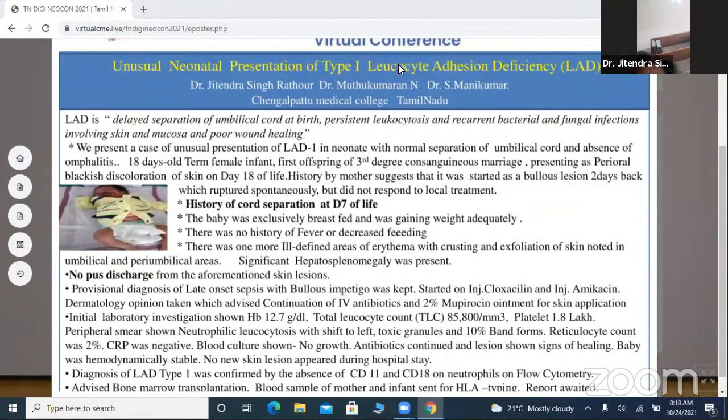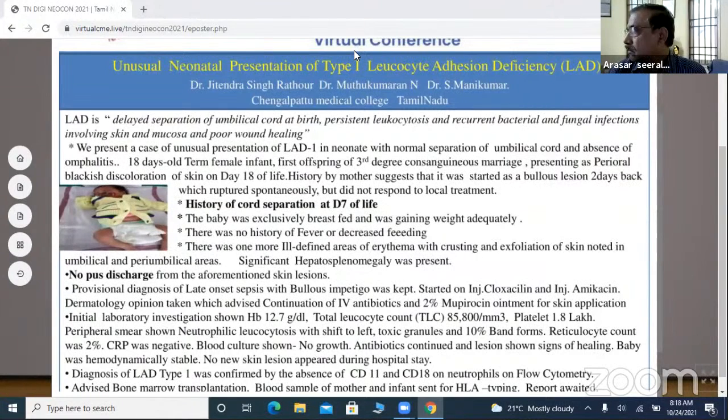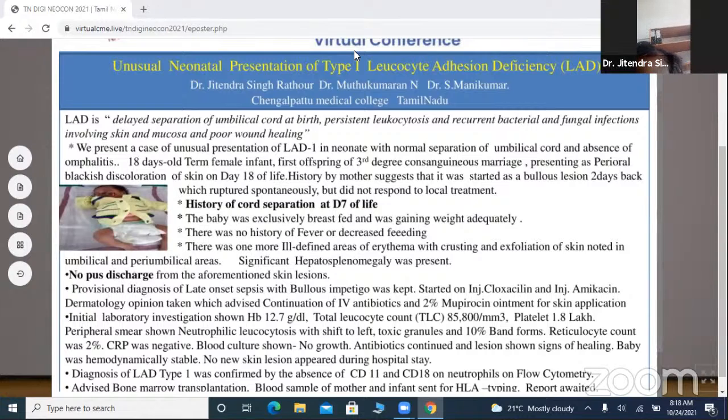Neither from the perioral lesion nor from the periumbilical lesion. So first we kept the provisional diagnosis of late onset sepsis with bullous impetigo, and the baby was started on antibiotics cloxacillin and amikacin. We got an opinion from the skin department. They also advised bullous impetigo, continuation of IV antibiotics and 2% mupirocin ointment for skin application.